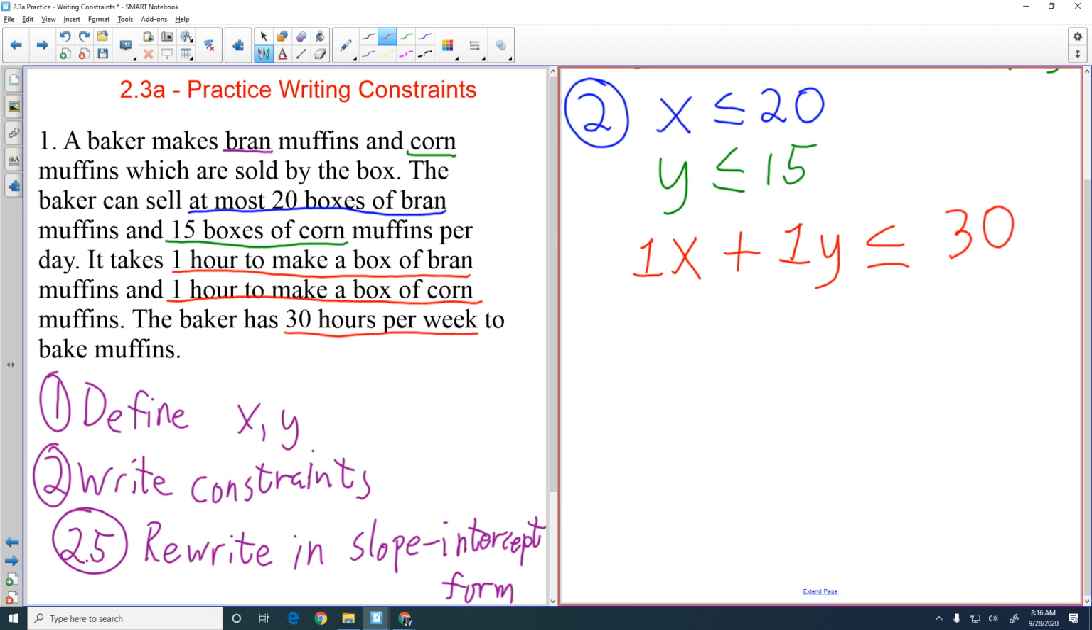So I'm going to subtract that X. I'm going to write this as Y is less than or equal to 30 minus X. Also, if you want to keep the Y or the 1 in front of each of those, you can, but just dividing by 1 doesn't really change anything. So Y is less than or equal to 30 minus X. So I've just rewritten that inequality in slope-intercept form, so you could graph that. Start at 30, slope is -1 over 1.